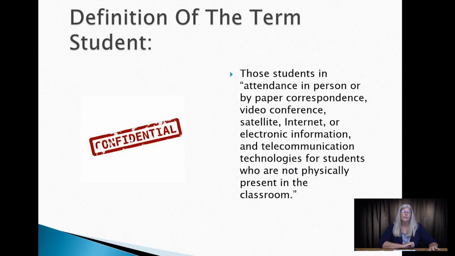We have a definition for the term confidential, and we just sort of said that earlier in our slides. But this one actually goes a little bit deeper. It talks about if we're not at school, like we have been in the past due to this pandemic, there are other ways that we have to make sure the students' information is confidential. So if we have meetings, video conferences, internet, electronic information, telecommunication, any type of technologies that the students are using that may not be physically in the classroom, we have to make sure those are confidential as well.